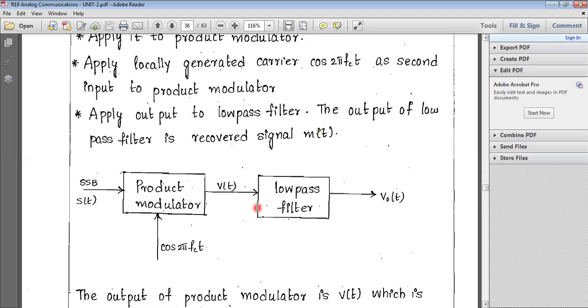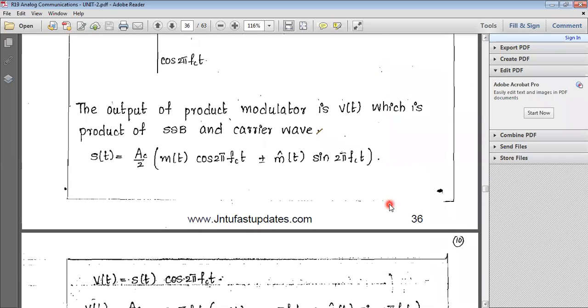So after that, the product modulator output is applied to a low pass filter. To eliminate the unwanted high frequency components, we pass V of t through the low pass filter. At the output of the low pass filter, we get our original message signal. From the mathematical analysis also, you observed that point. Already you have S of t, that is the SSB modulated wave, which is the combination of m of t and m cap of t. Here m of t is the original message signal and m cap of t is the out of phase signal.